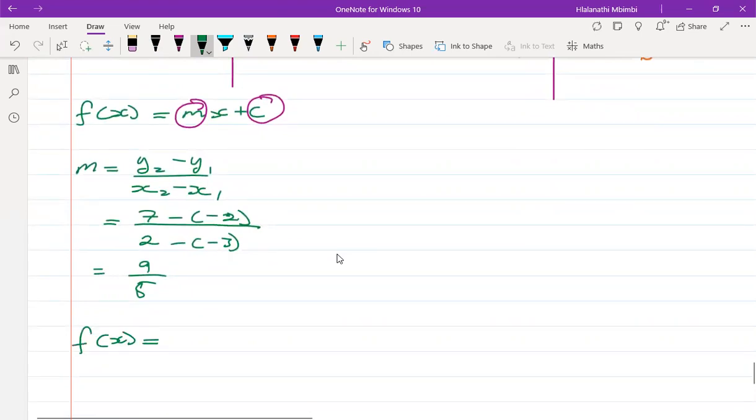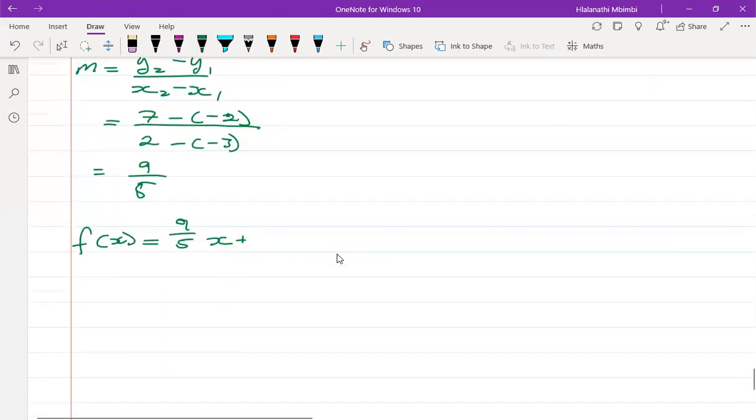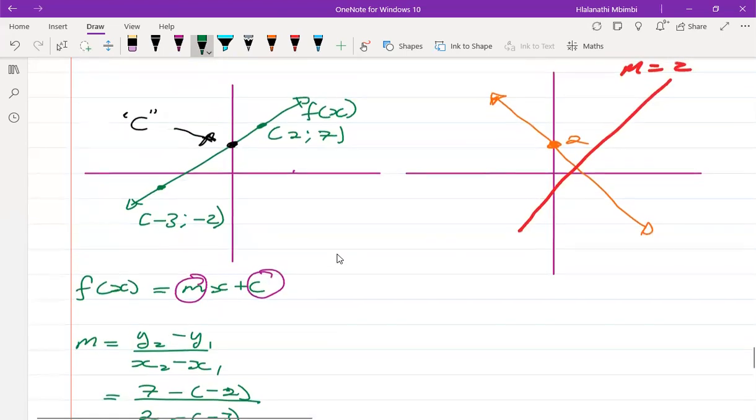Now our function looks like 9 over 5 x plus c. So we just have to find c now. To find c, we substitute one point that falls on the graph. You can choose (2, 7), or you can choose (-3, -2). Choose (2, 7), substitute that point and calculate what your c would be.